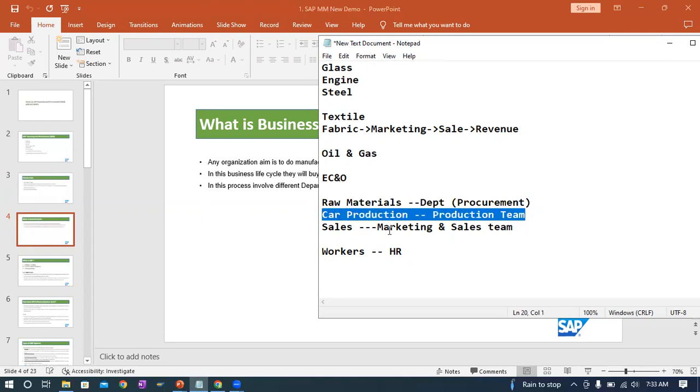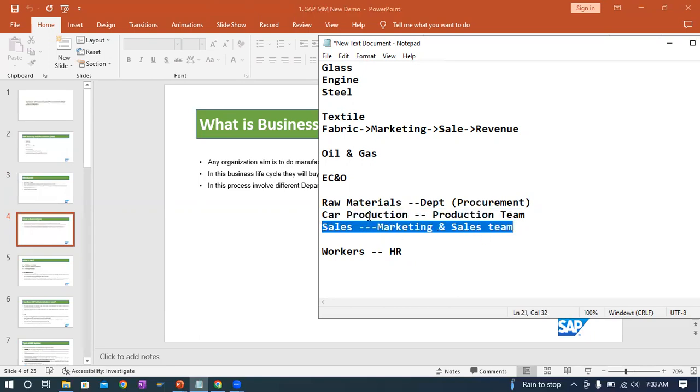If the production team starts the production and completes the work, then it will be handed over to the sales department. So if we have communication between all these departments, then only one car comes out and goes to the market, and we will gain the market and satisfy the customer. If we don't have that kind of sync between all the departments, there is a chance the product will fail in the market.